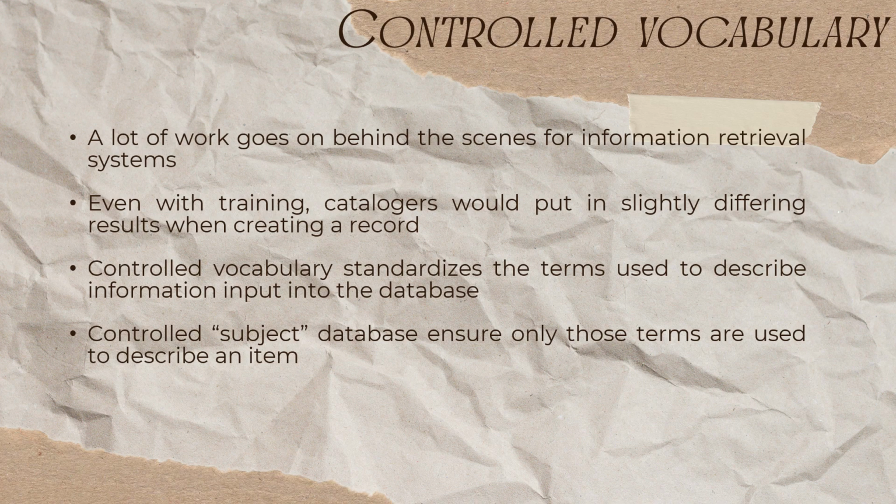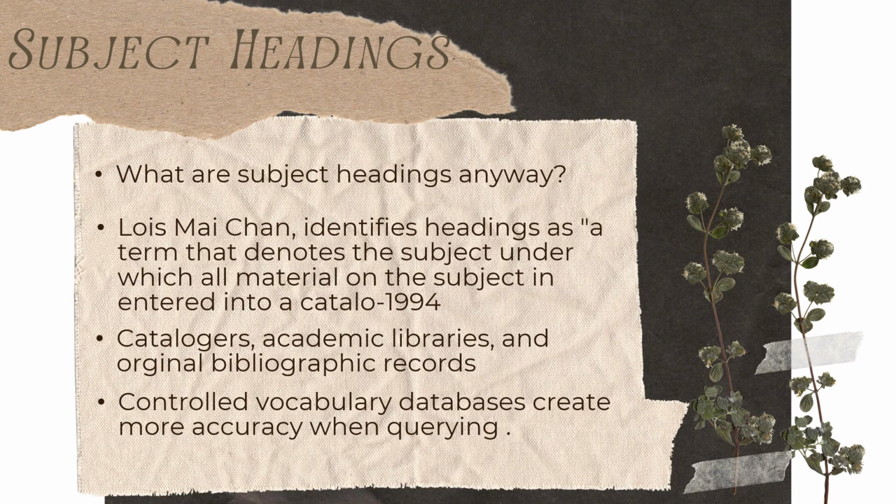In the creation of a record, one of the factors that come into play are the classification and subject headings. A controlled vocabulary uses a standardized set of terms to describe information input into the database about an item, and a controlled subject database is utilized to consistently ensure only those terms are utilized when describing that specific item. But what are subject headings anyway, and why do we need them?